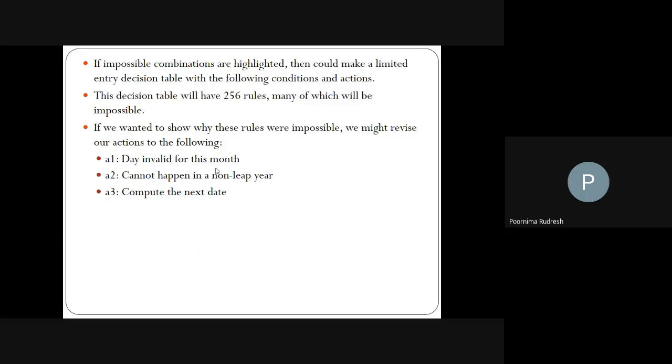But suppose we give the input as 29th February 1993, then it is not possible, because that day cannot occur in a non-leap year. That occurs only in a leap year. So that is an impossible case. And if we give proper inputs for the month, day, and year, then the program is going to compute the next date. Okay. So we are considering these as the actions.